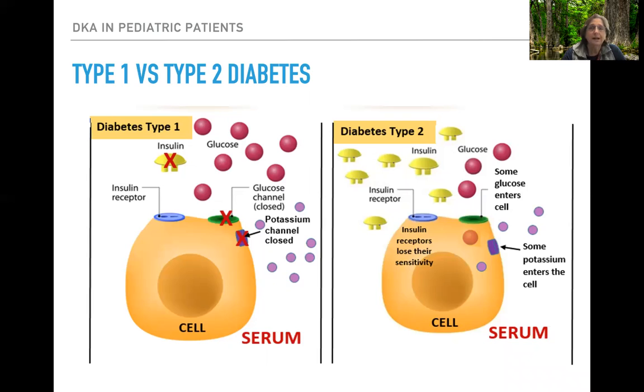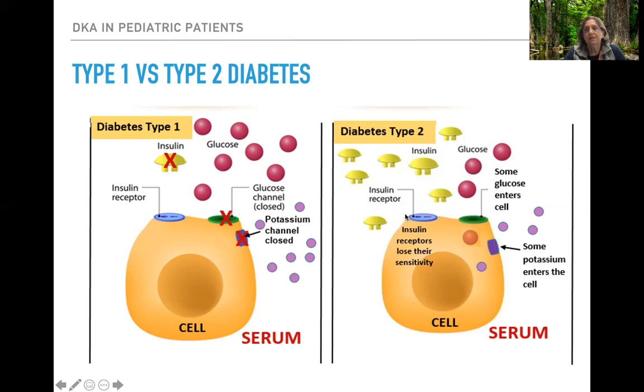With type 1 diabetes, you don't have enough insulin, if any insulin, circulating in the blood. So the insulin receptors will work correctly, but because insulin isn't activating the receptor, it's not opening the glucose channel. So glucose cannot move into the cell, and potassium can't move into the cell. You get a lot of glucose, hyperglycemia, and a lot of potassium, which is hyperkalemia. So you have less glucose and potassium molecules in the cell, and more in the extracellular space.